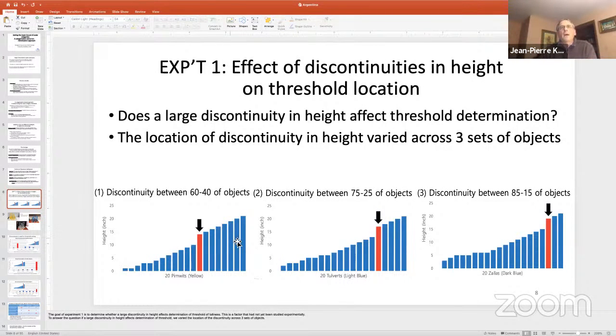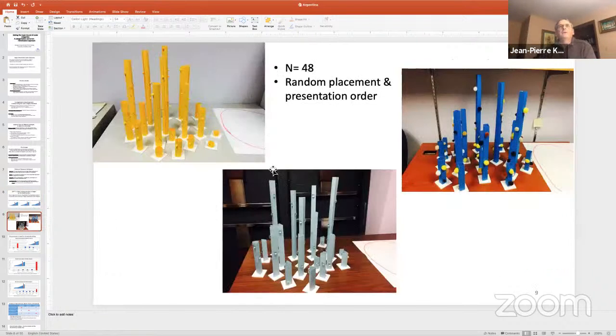So we had 3 arrays of 20 objects that people had not seen before, with a discontinuity of one inch here and 2 inches there, and whether the larger discontinuity occurred between the 40 top tallest objects and 60th bottom objects, 25, 75, 15, 85. Here is what the stimuli look like. So they never had seen these stimuli.